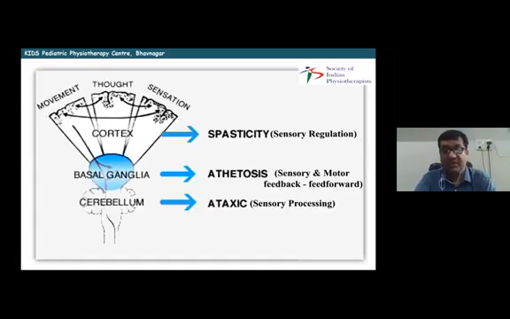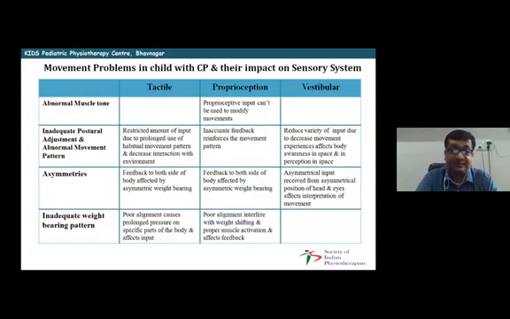Now we are going to the cerebral palsy. See here, when we are having problem with the cortex, we are seeing the problem in spasticity, and sensory wise we are seeing the problem on the level of sensory regulation. When there is problem in the basal ganglia, we can see the athetoid type of cerebral palsy, and we are seeing problems in sensory motor feedback and feed forward mechanism. And cerebellum, we are seeing ataxic type of cerebral palsy, and we are seeing problem in the sensory processing.